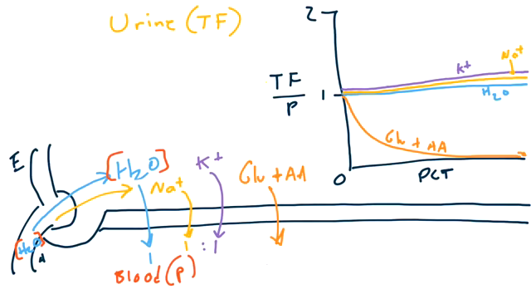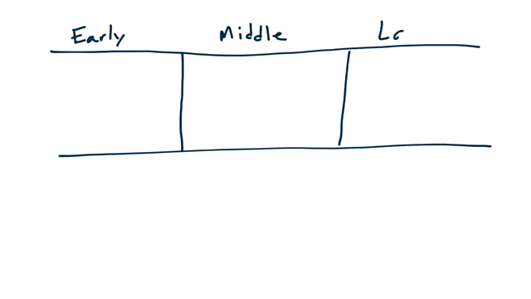Now let's do a harder one, inulin. As you recall from the equations lecture, inulin is freely filtered and it is not reabsorbed and it is not secreted. So where on this graph should we depict the tubular fluid to plasma ratio for inulin? To answer this, we need a new page. So I'm going to draw another depiction of the proximal tubule, and I'm going to divide this into sections. We're going to go early here, the middle here, and then finally late distal tubule.